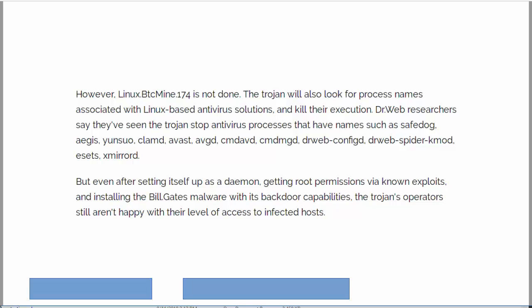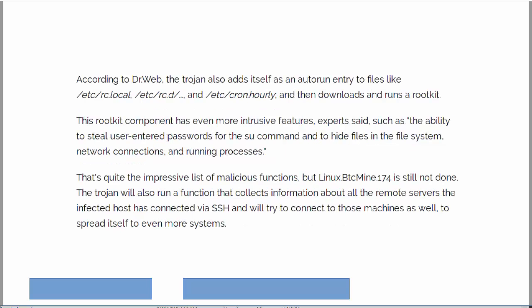But even after setting itself up as a daemon, getting root permissions via known exploits, and installing the Bill Gates malware with its backdoor capabilities, the Trojan's operators still aren't happy with their level of access to the infected host. According to Dr. Web, the Trojan also adds itself as an auto-run entry to files like /etc/rc.local and others, and then downloads and runs a rootkit. The rootkit component has even more intrusive features, experts said, such as the ability to steal user-entered passwords for the su command and to hide files in the file system, network connections, and running processes. Well, that's a typical rootkit. Nothing special about that. That's quite the impressive list of malicious functions, but it's still not done.